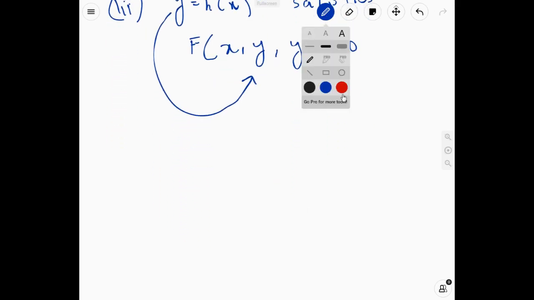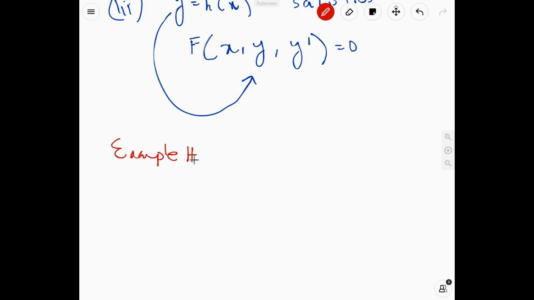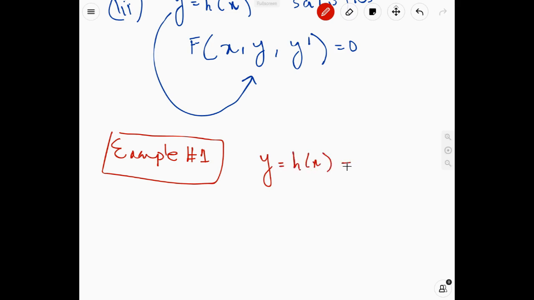Let us take the first example. Example number 1: verification of the solution. Let y is equal to h of x. Let it be c divided by x, where c is a constant. You have to prove that this function y is equal to c divided by x is the solution of the differential equation x y prime is equal to minus y.